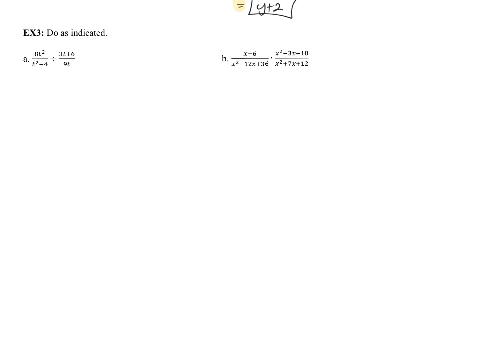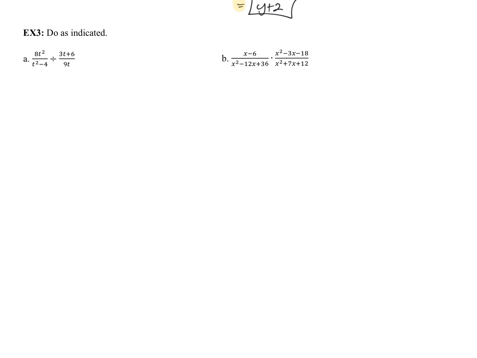All right, example 3, do as indicated. Well, what is being indicated? In this first problem, what do we have? Oh, let's take a look. We have fraction polynomial and fraction polynomial, and then we have a division sign. Okay, so let's go ahead. What would we do with this?